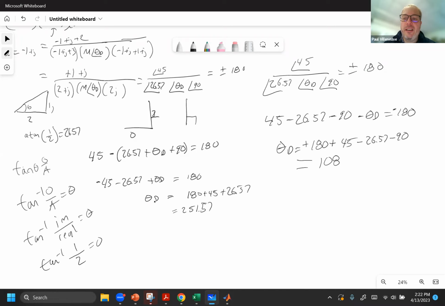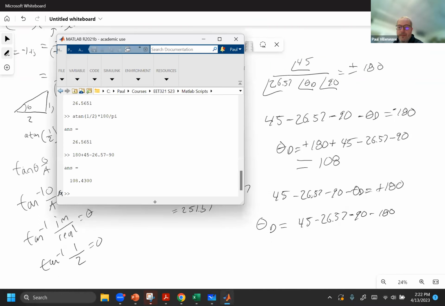We can also plug in a plus 90. So 45 minus 26.57 minus 90 minus theta d equals positive 180 degrees. So theta d is going to be equal to 45 minus 26.57 minus 90 minus 180.